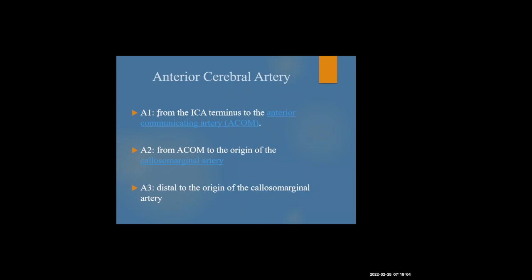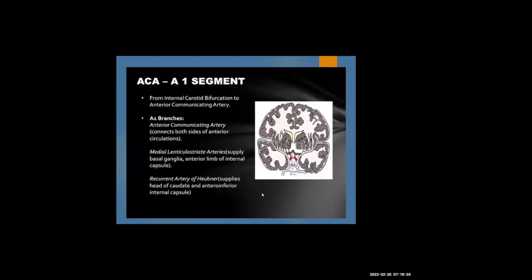The anterior cerebral artery conventionally has 3 segments. It has an A1 segment, and the A1 segment is a very short segment. It comes up from the ICA terminus to the anterior communicating artery. You have the A2 segment, which extends from the anterior communicating artery to the origin of the callosal marginal artery. And then most peripherally you have the A3 segment, which is distal to the origin of the callosal marginal artery. All right, so let's take these one at a time.